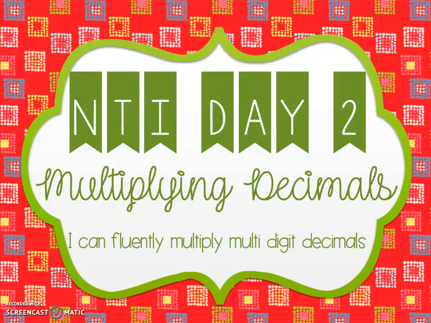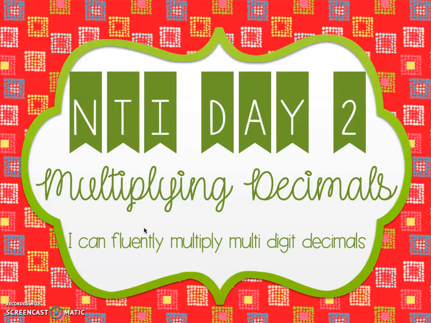So today what we're going to do is we're going to be doing multiplying decimals, and it's just a review of what we've already learned. So our target for today says that I can fluently multiply multi-digit decimals. So notice that word there, fluently. We talked in class that the word fluently means quickly and easily and correctly. So that's what we're focusing on today, is just perfecting those skills.